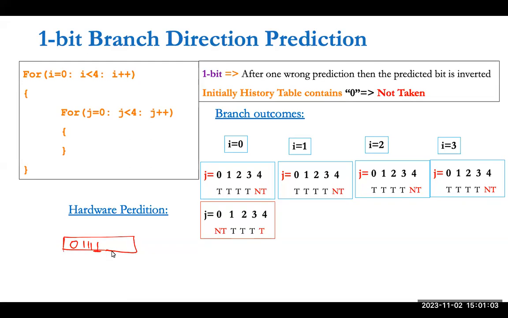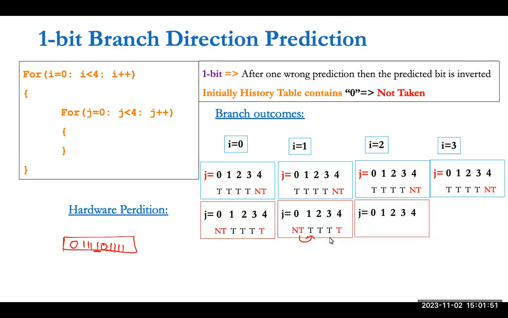By using this previous history, it predicts the next history for i equal to 1 and j equal to 0, 1, 2, 3. The previous one is taken, so it predicts taken, but actually it is not taken. So it starts predicting that in future it will not be taken, but actually it is taken, so it inverts from not taken to taken. The sequence maintains 1, 1, 1, and 1. This continues for the next iteration also. This is the hardware prediction. In the next iteration, it assumes the previous record, taken, but actually it is not taken. So there is a wrong prediction, and it inverts that taken bit to not taken. From there, the sequence continues the same way.